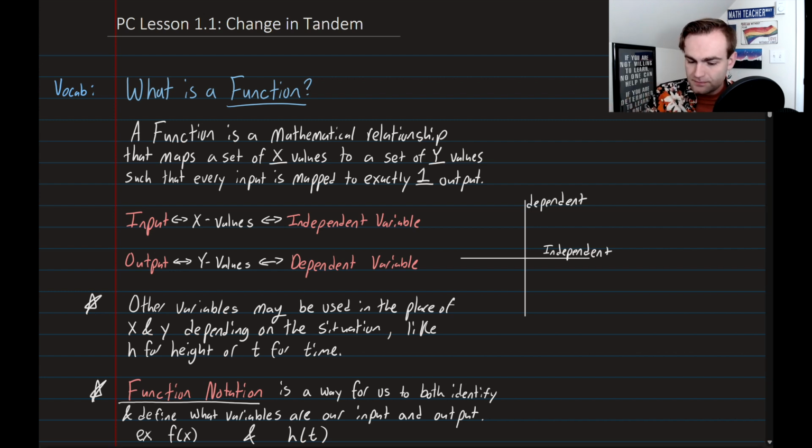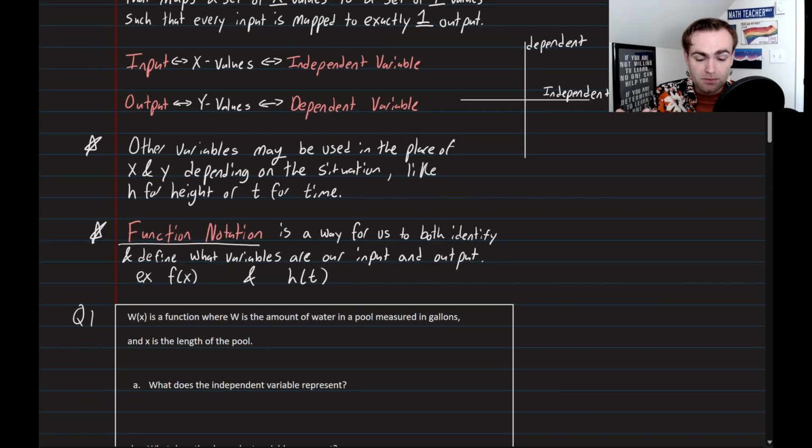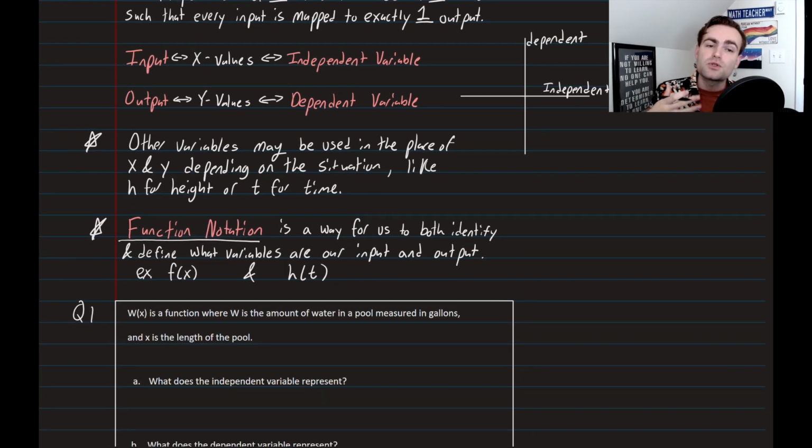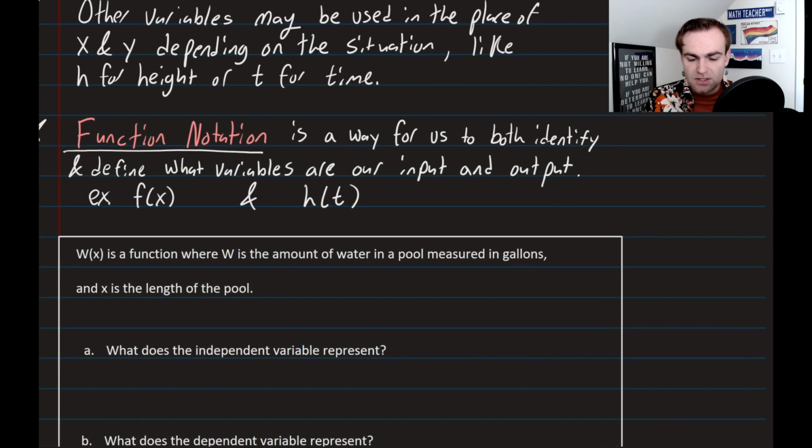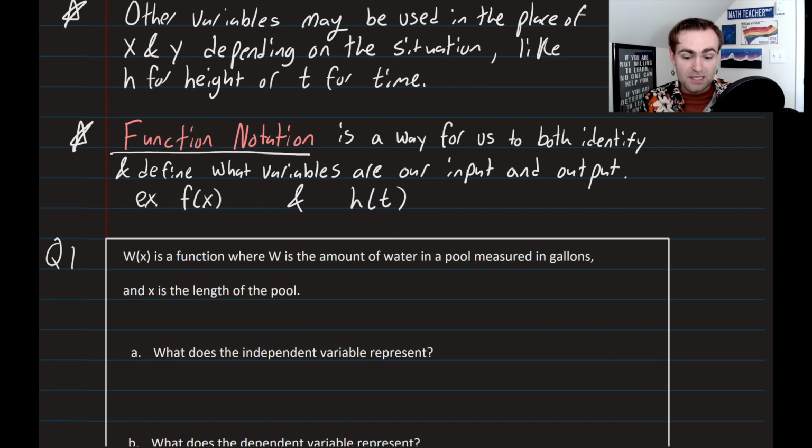So really nicely here, we might use other variables in those cases, depending on what we're trying to model. If we're trying to model height over time, we might use h and t. If we're trying to measure how many miles we travel per hour, we could use miles as our dependent and hours as our independent. How we specifically use functions is through this idea of function notation.